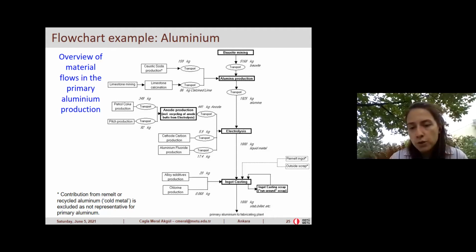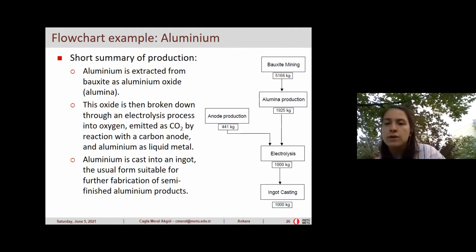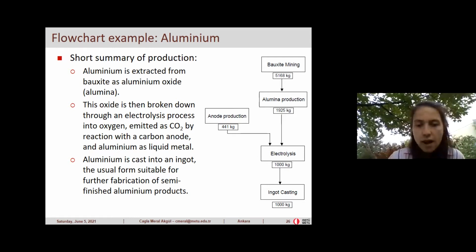Actually, this is our flow chart. So here we actually see how much material we consume and overall our flow. We can summarize it very simply. Aluminum is extracted from bauxite as aluminum oxide. This oxide is then broken down through an electrolysis process into oxygen, emitted as carbon dioxide by reaction with the carbon anode, and aluminum as liquid metal. Because we want aluminum, we don't want aluminum oxide. Bauxite was what? Aluminum oxide. So we want aluminum, not aluminum oxide. Then once we have our liquid metal, we cast it into an ingot.